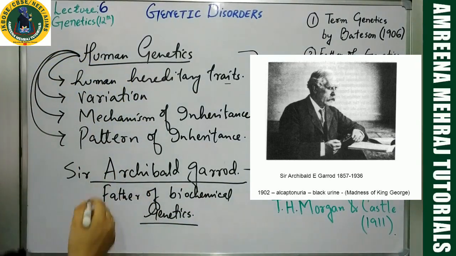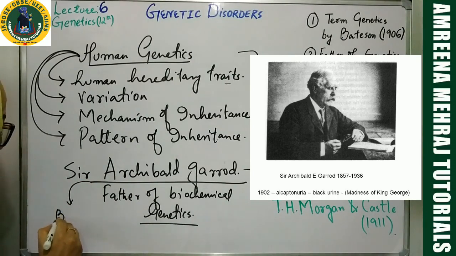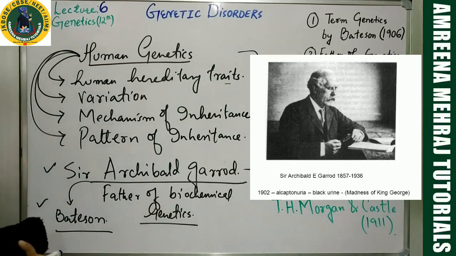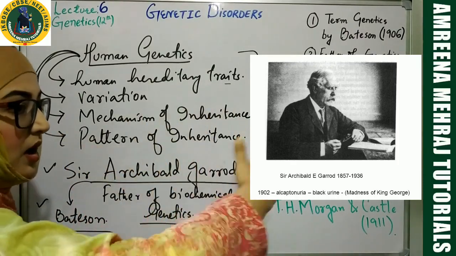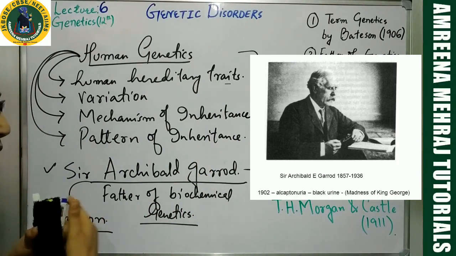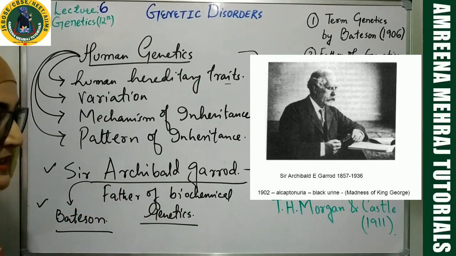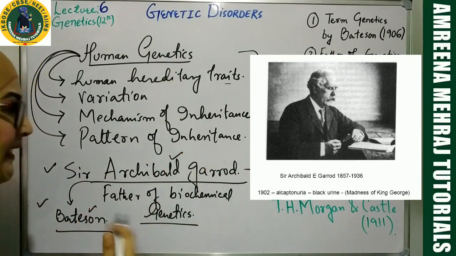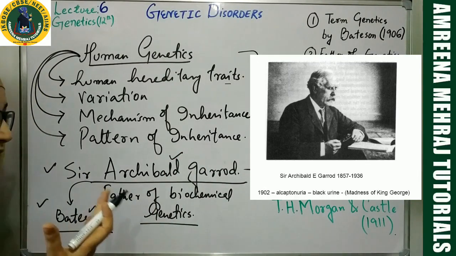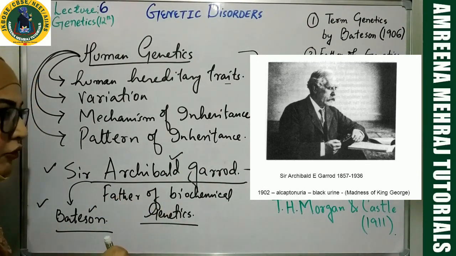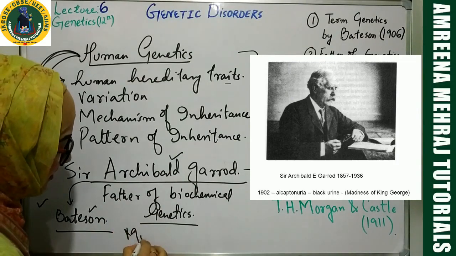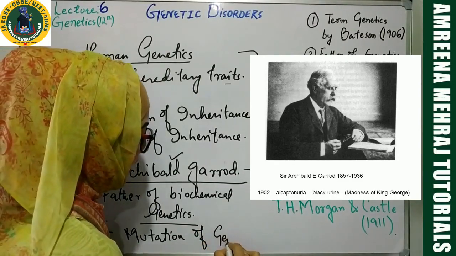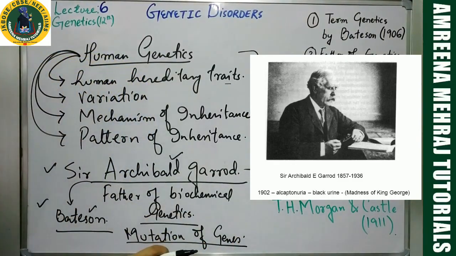It was basically this person, Sir Archibald Garrod, along with Bateson. These two scientists scanned a large population, a huge group of organisms or humans, and they found out that there are many disorders, many defects in humans. The reason for those defects lies in mutations of the genes.